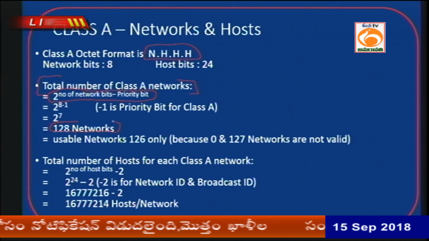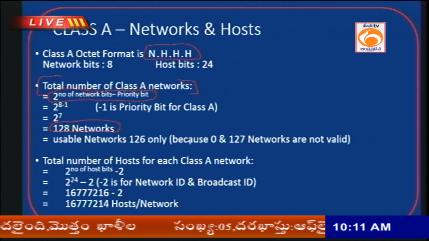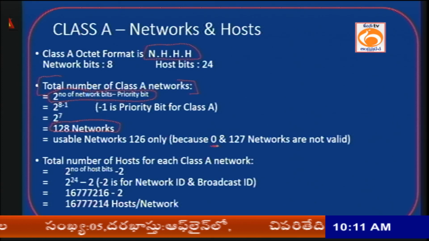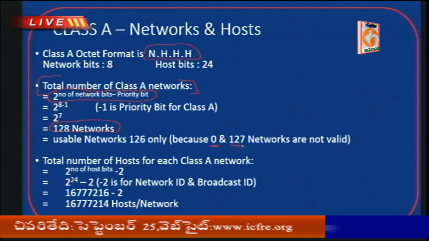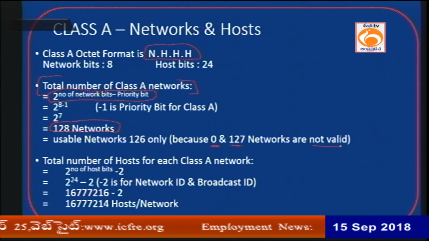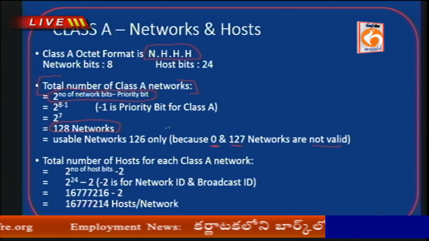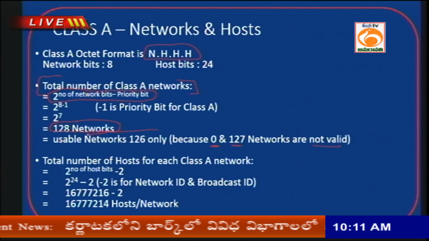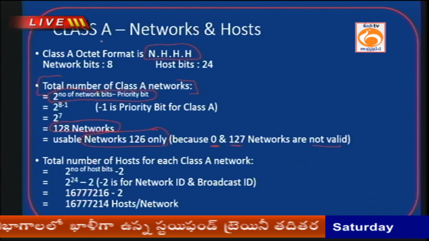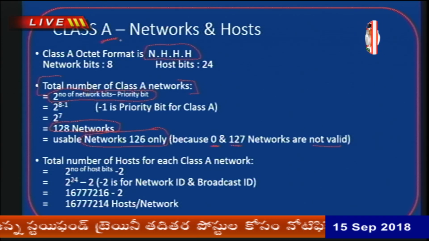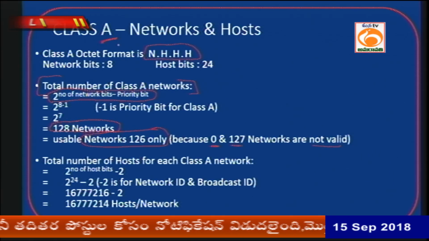Of these 128 networks, 0.0.0.0 and 127.0.0.0 are reserved networks and are not valid. We have seen in the last session that they cannot be used. So effectively there are only 126 networks available in class A, 126 different networks in class A.